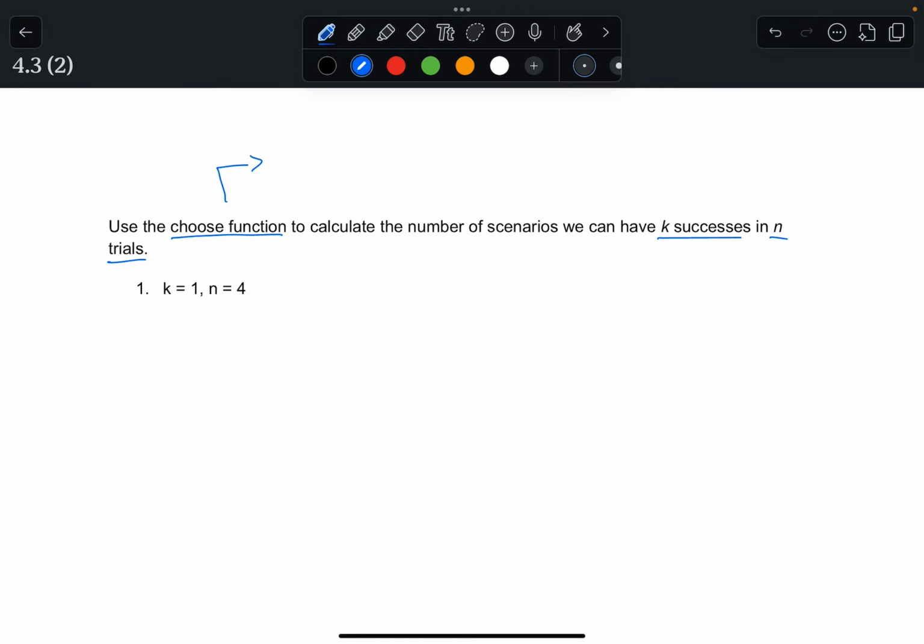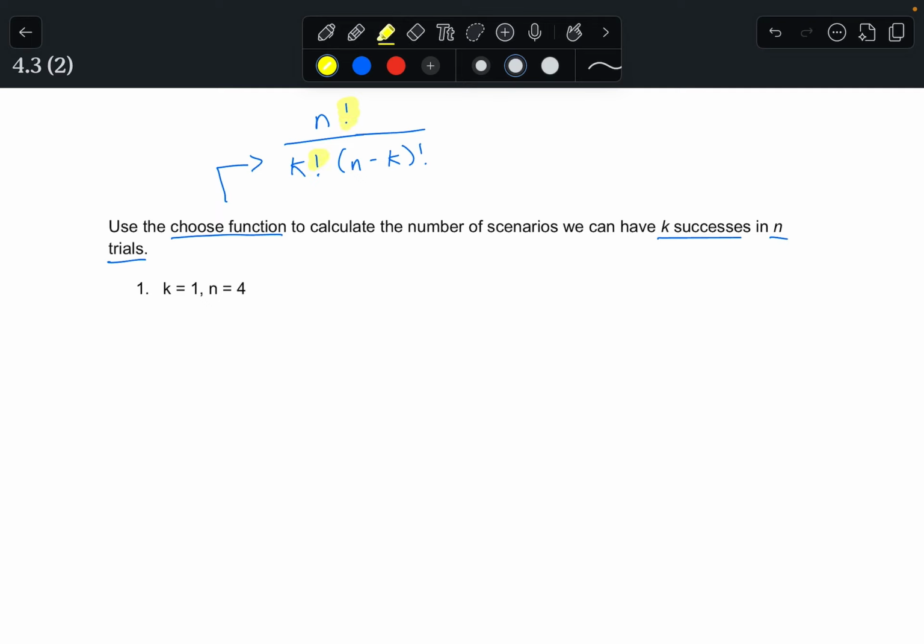The choose function looks pretty intimidating, but hopefully, as we get a little bit more practice with it, it'll become easier to use. The choose function looks like n factorial divided by k factorial times n minus k factorial. Now, this might be the first time that you're seeing this factorial, this exclamation mark, in a math class. It looks maybe a little bit scary, but a factorial is relatively simple to calculate.